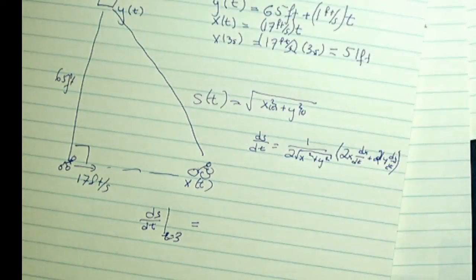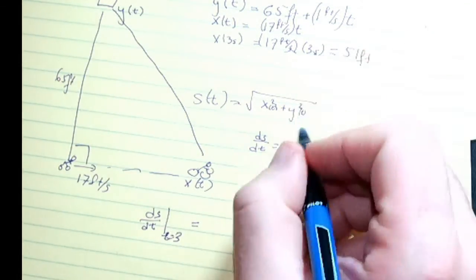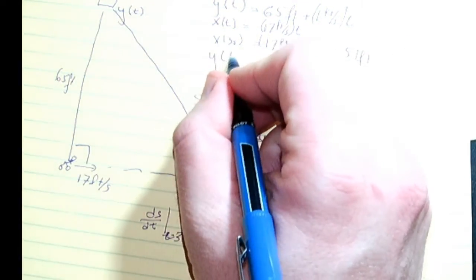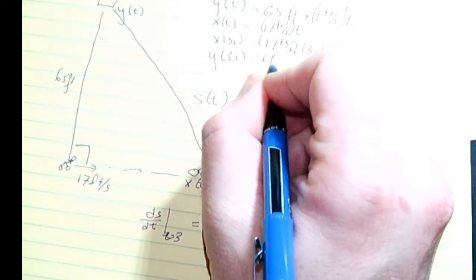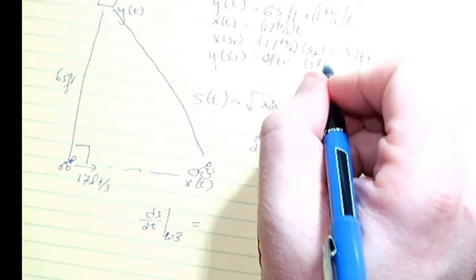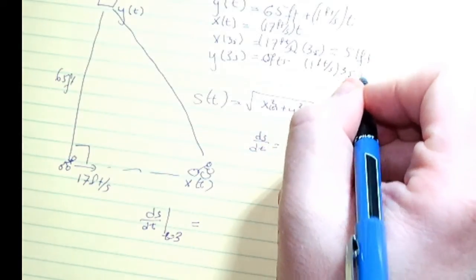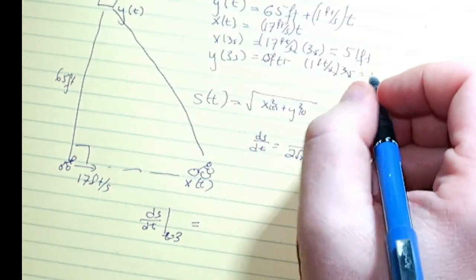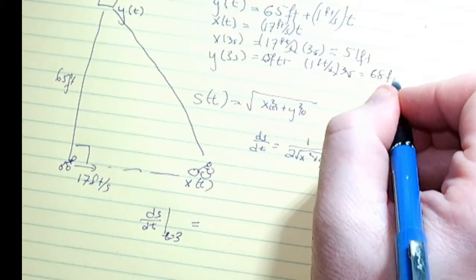So the bicyclist has gone 51 feet out because the bicyclist is zipping along. Meanwhile, the balloon is sort of pokily moving upward. So y of 3 seconds is 65 feet plus 1 foot per second times 3 seconds. So that cancels, gives you 3 feet. So it's at 68 feet up.